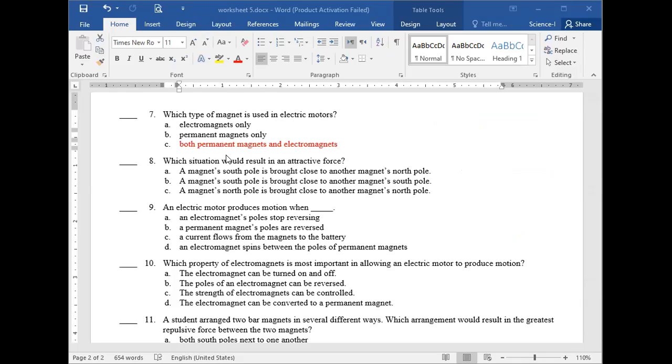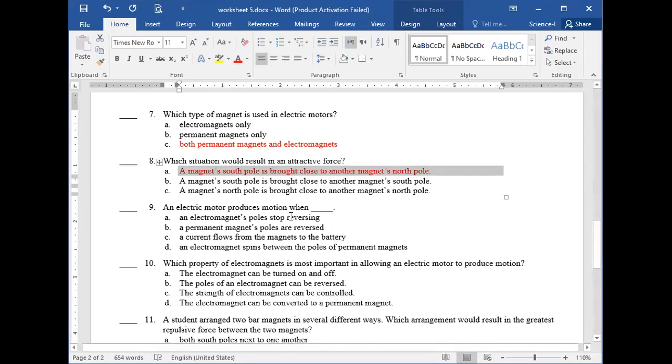Which situation would result in an attractive force? Okay. Yes, Nano. A. A magnet south pole is brought closer to a magnet north pole, because opposite poles attract each other, of course. So here it's A. Let's pass to question 9.